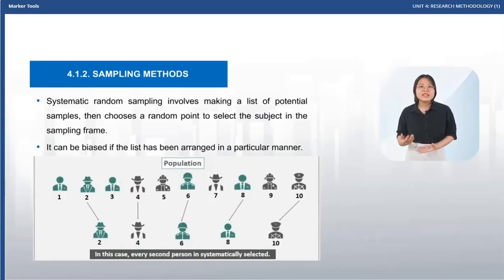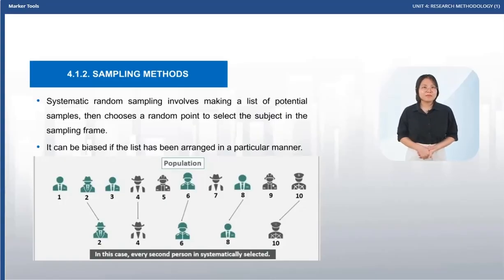For example, here you can see there are 10 people, and in this case, every second person is systematically selected. So you can see here, person number 2, number 4, number 6, number 8, and number 10 have been systematically chosen.